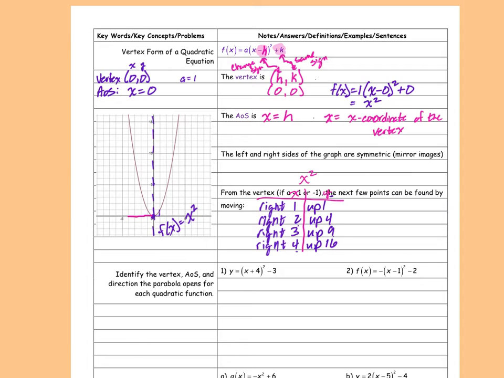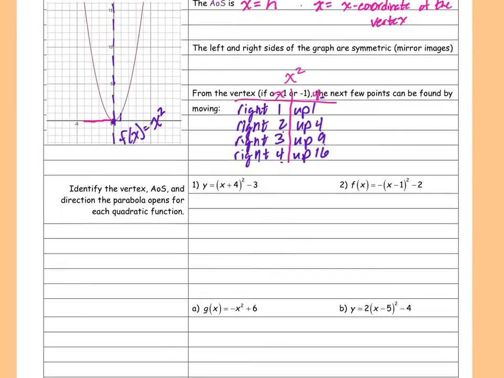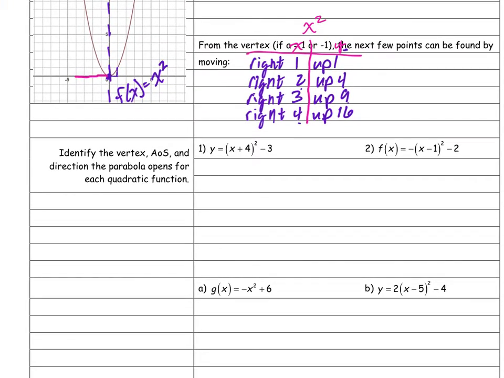All right, so next what we're going to do is we're going to look at an equation first. And from that equation, we're going to identify the vertex, the axis of symmetry, and which direction the parabola is going to open. Is it going to open up or down? Okay? So I'm going to rewrite the vertex form over here. So we've got f of x equals a times x minus h squared plus k.